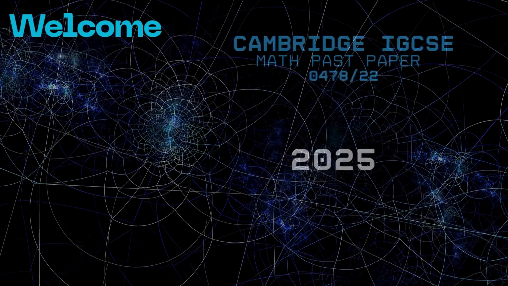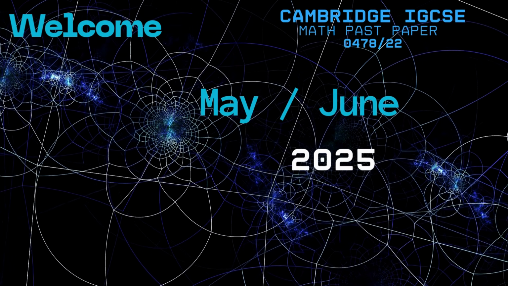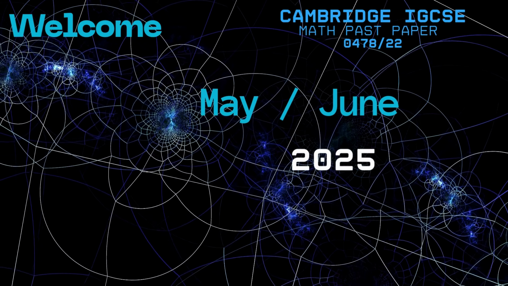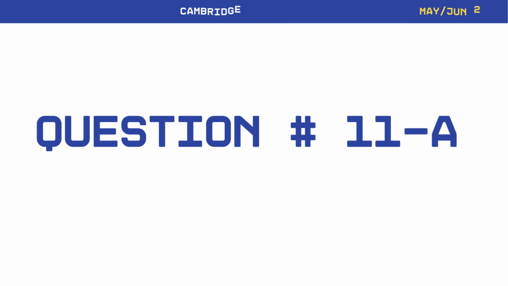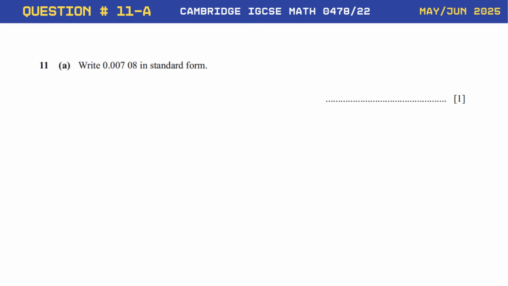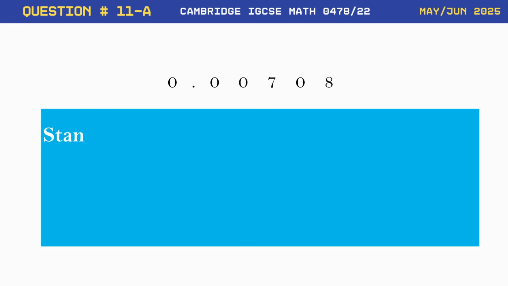0478/22 from the May-June 2025 exam session. Let's get started. Question number 11, Part A. Write 0.00708 in standard form. Let's first briefly understand what standard form means.